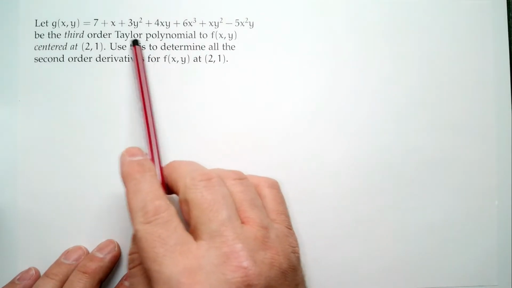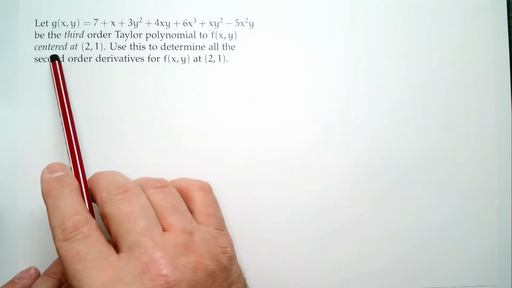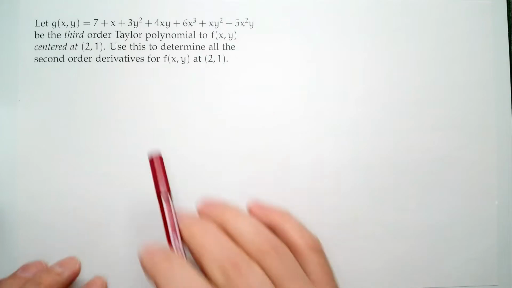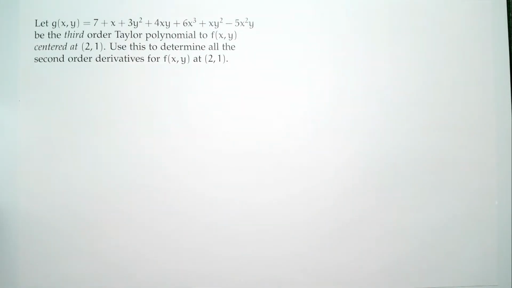So this is an approximation, g of x,y to f of x,y at a point, and we call it where it's centered. So centered at (2, 1). Which is to say that g of x,y is a fantastic approximation to f of x,y at (2, 1), and a very good approximation near (2, 1). So the question says, use this to determine all the second order derivatives for f of x,y at (2, 1).